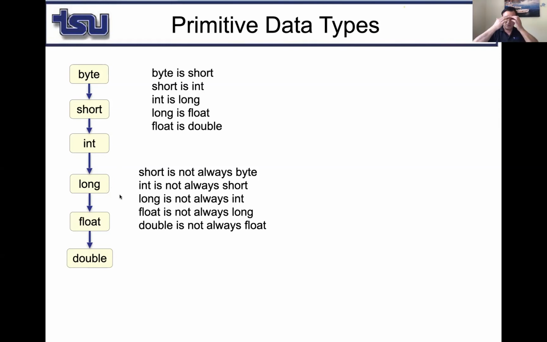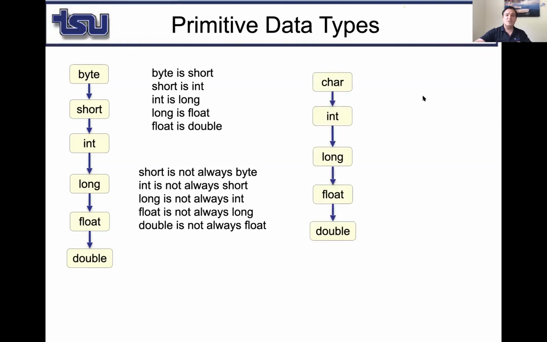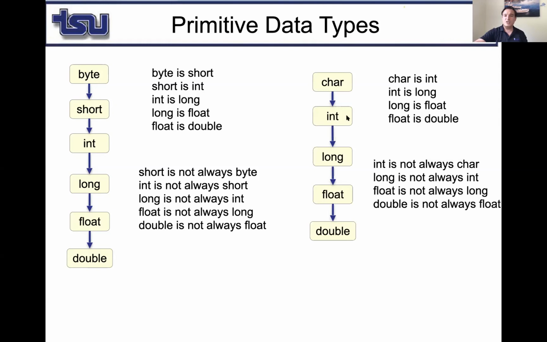Sometimes it is, because some of the values in short might be in the range of byte, but not necessarily all the time. Again, float is not necessarily long, double is not necessarily float. And similarly, the other pathway. Char is int. Int is long. Long is float. Float is double. Int is not always char. Long is not always int. Float is not always long. Double is not always float.